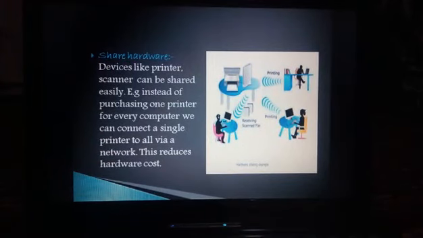In a network, we need not have a printer and a scanner for every computer. We can connect a single printer and a single scanner to all via the network, which will reduce hardware cost. For example, in this picture you can see a single printer that is to be shared by every person in this network. Likewise, they can use a scanner.